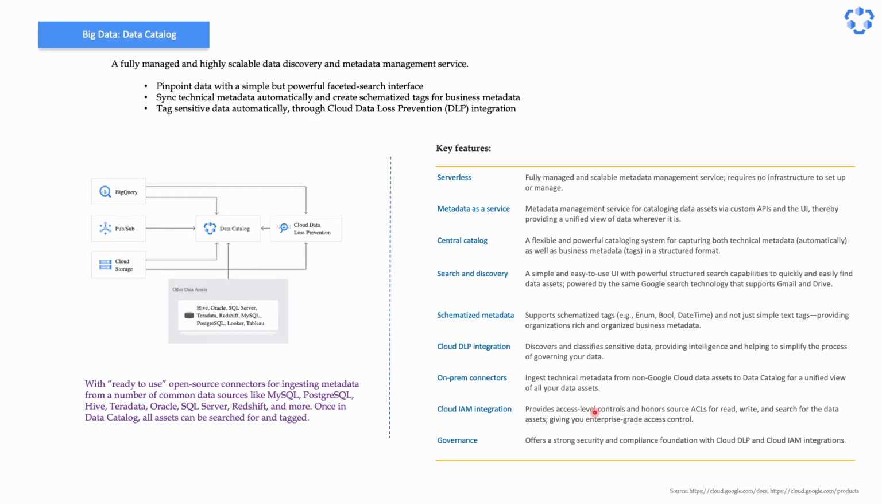It's a fully managed and highly scalable data discovery and metadata management service. Pinpoint data with a simple but powerful faceted search interface. Sync technical metadata automatically and create schematized tags for business metadata. Tag sensitive data automatically through cloud data loss prevention integration. So in this particular example, through all of your data processing, data pipelines, you have data in BigQuery, PubSub, and cloud storage. Data catalog connects to all of these different services.